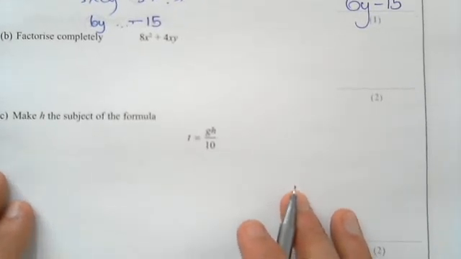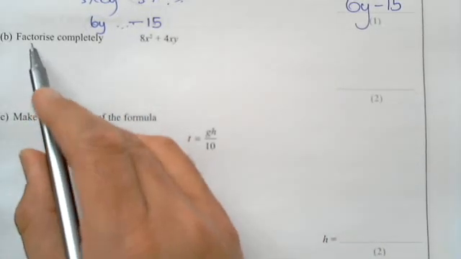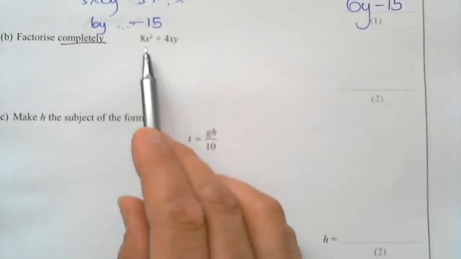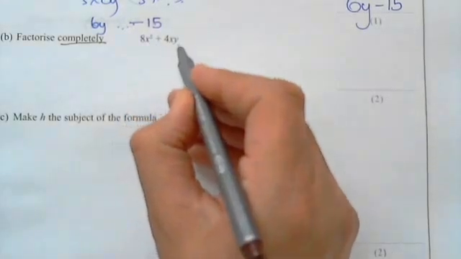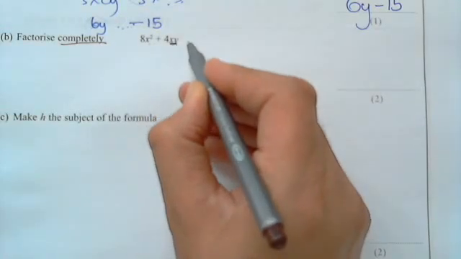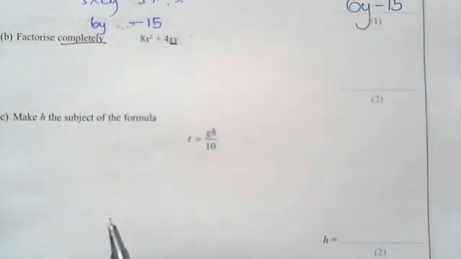Time for the next question. It says factorize completely. Okay, when it says factorize completely, this looks like a quadratic equation, but it is not a quadratic equation. We've got an x squared in there, we've got an xy term in there, and we've got no constant term at the end. So we're going to factorize it using common factors.